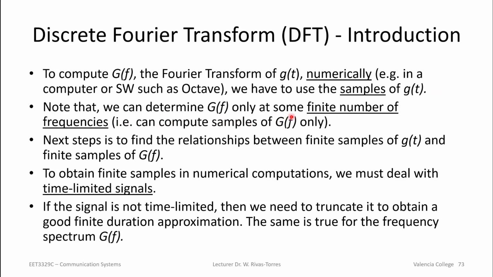So this is pretty much what the slide is talking about. We're going to try to have a finite number of frequencies. Our next step is to establish a relationship between the finite samples of g of t and the finite samples of G of f. What's the relationship between those two sets of samples? And we always start from where we always do. We start off from a time limited signal.